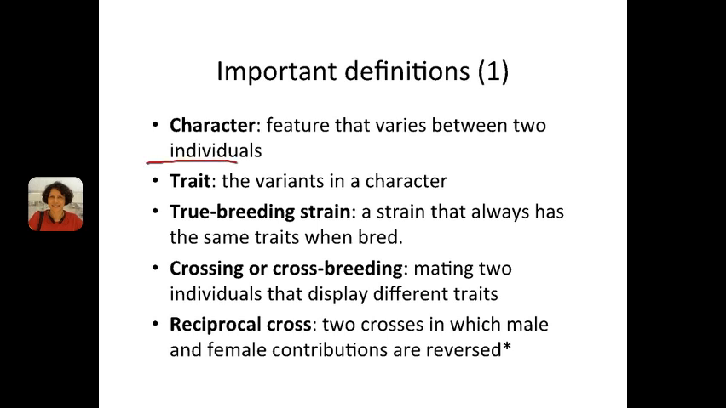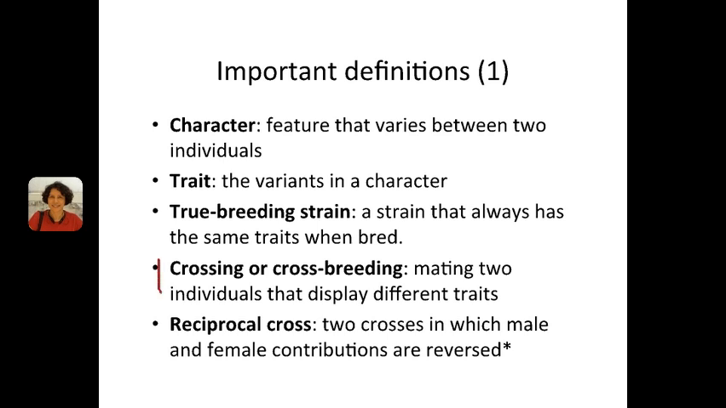A trait refers to the variations within a single character. So if we look at the character of height, then the traits are tall and dwarf. If we look at the character of flower color, the traits are purple and white. The character of pea color gives us the traits green and yellow. Pea texture gives us smooth and wrinkled.